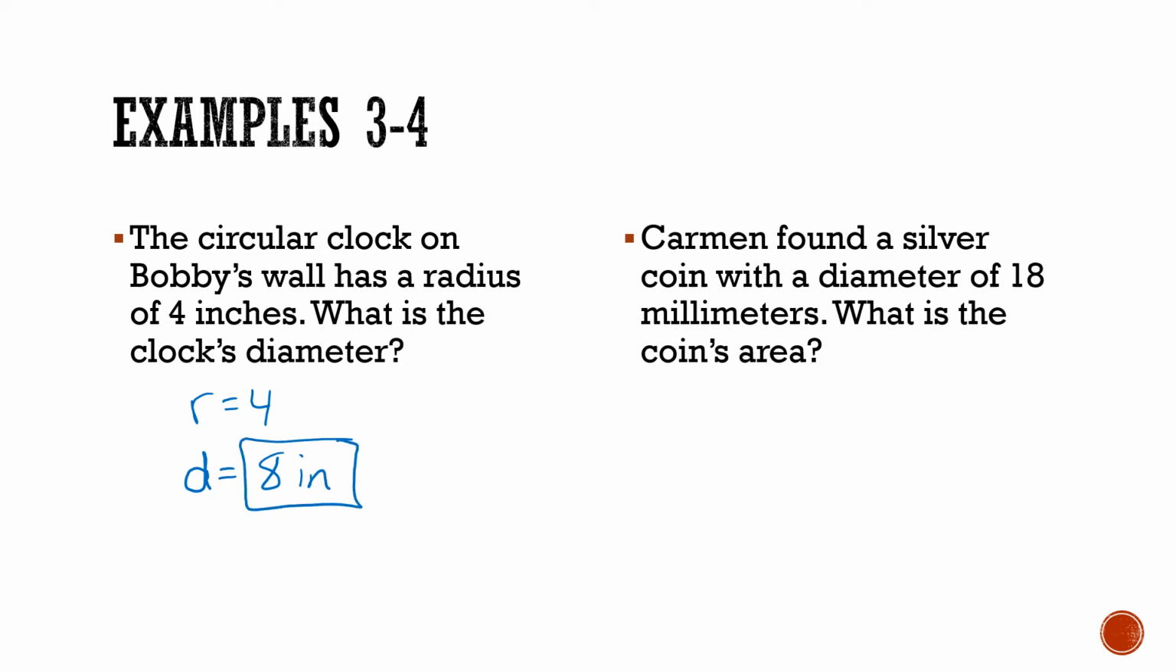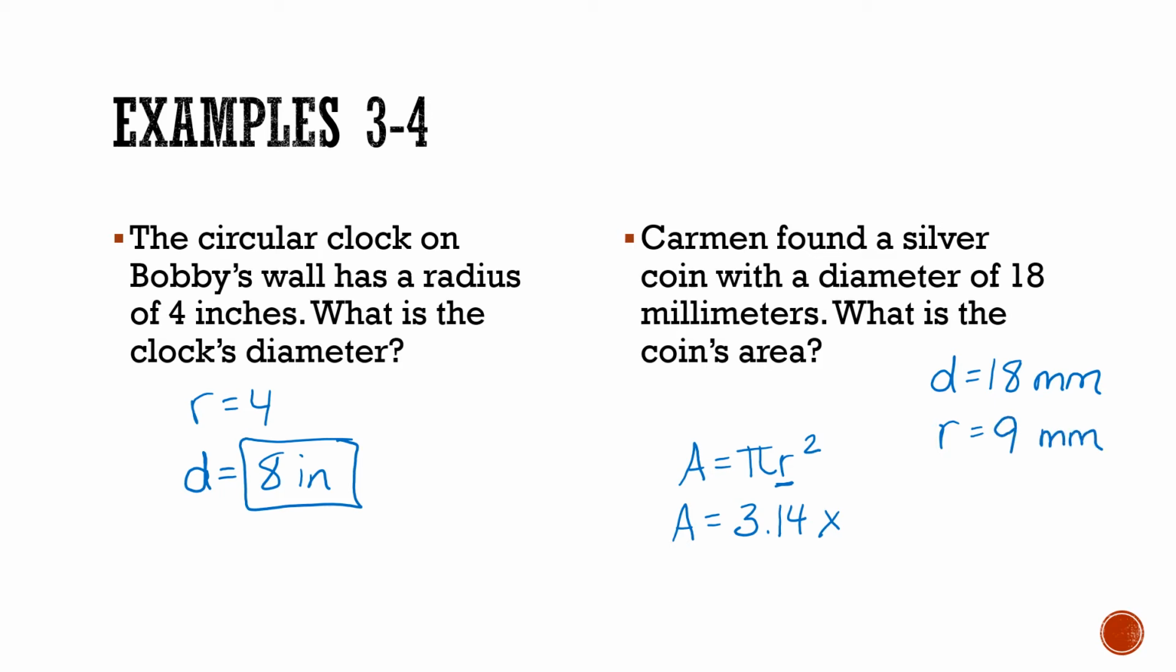Okay, in example 4, Carmen found a silver coin with a diameter of 18 millimeters. So our diameter is 18. What is the coin's area? So remember, your area formula is A equals pi r squared. So we're going to use 3.14 multiplied, and we need our radius here. So if our diameter is 18, remember diameter is all the way through that circle. So radius is only halfway through. So half of 18 is 9.